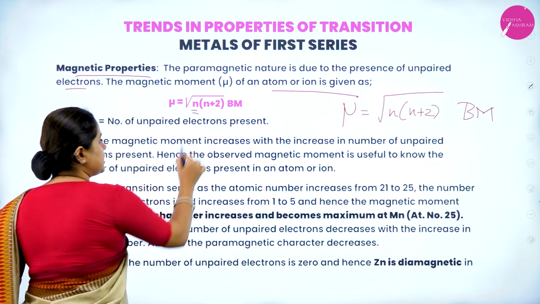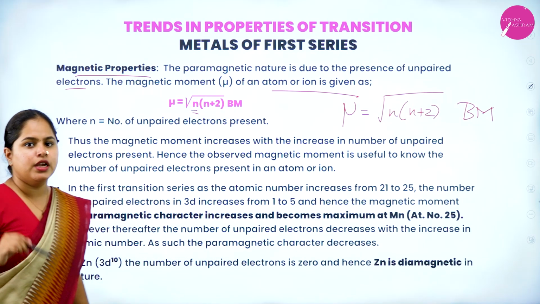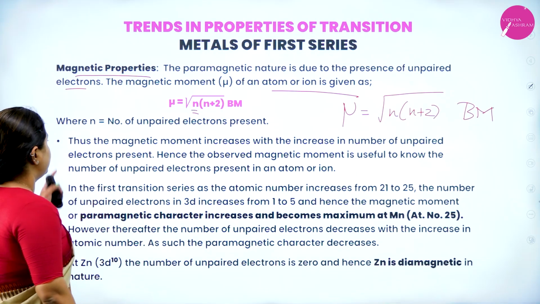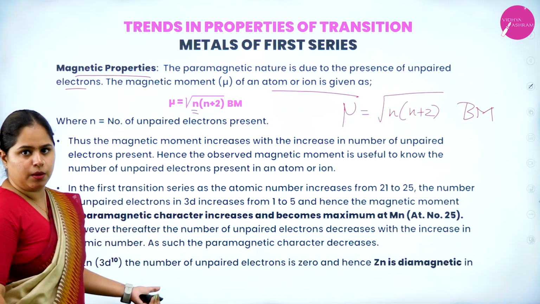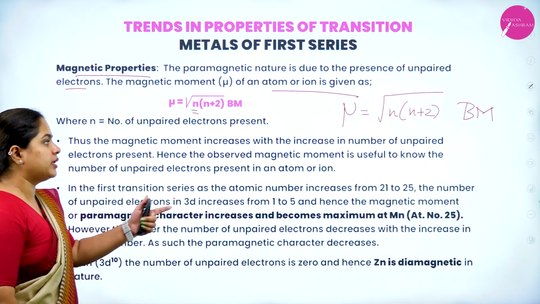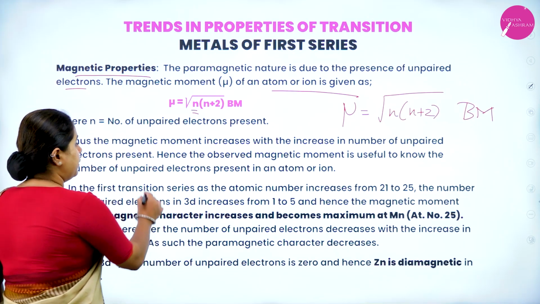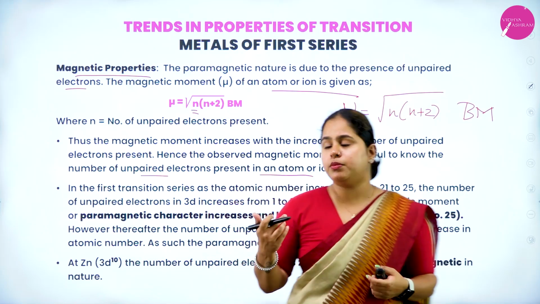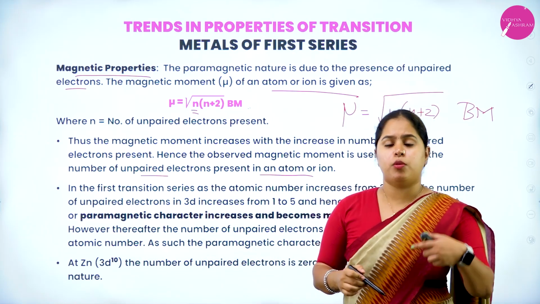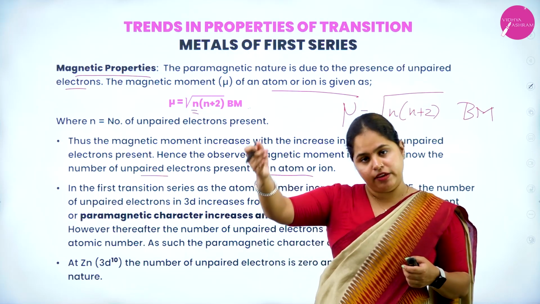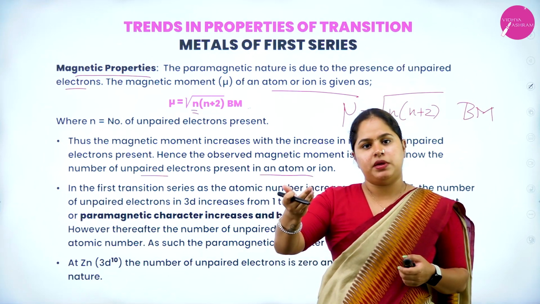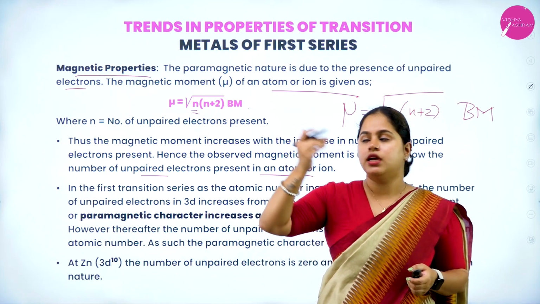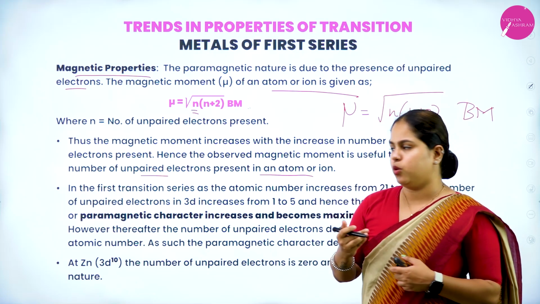Now what is this n? n stands for the number of unpaired electrons, right? It tells us about the extent of paramagnetism. Thus magnetic moment increases with the increase in the number of unpaired electrons. Hence, the observed magnetic moment is useful to know the number of unpaired electrons present in an atom or ion. That means if we are able to calculate the magnetic moment of a particular element, and it is a high value, we can tell that that element has a greater number of unpaired electrons, because greater the number of unpaired electrons, greater will be the magnetic moment value. I hope it is clear, right?